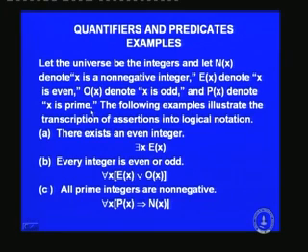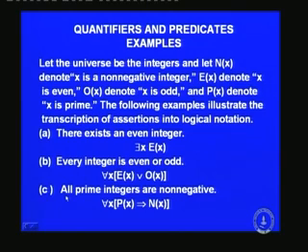How will you write this statement? There exists an even integer. This will be written as there exists x, e of x. Every integer is even or odd. How will you write this? For all x, e of x or o of x, even or odd.